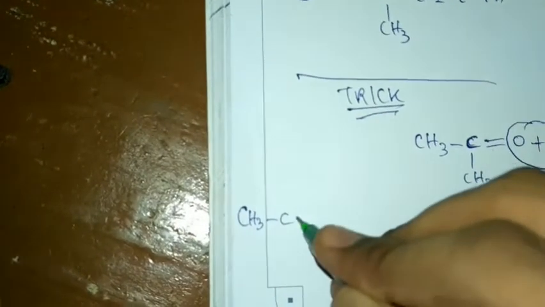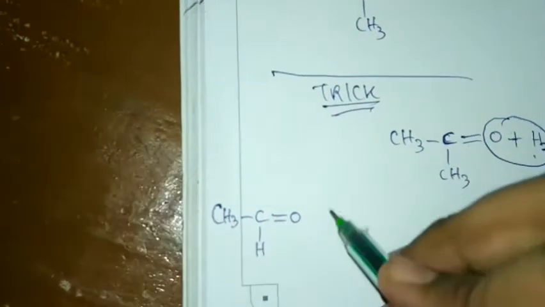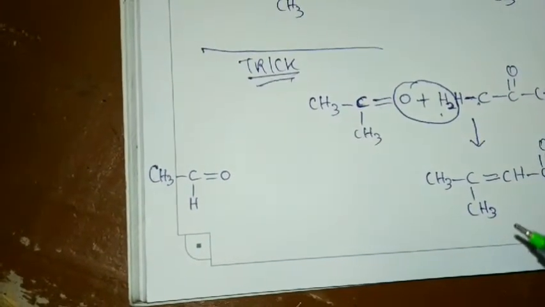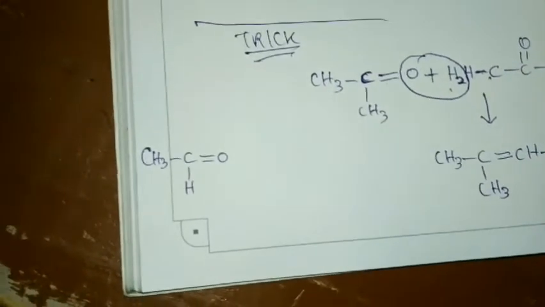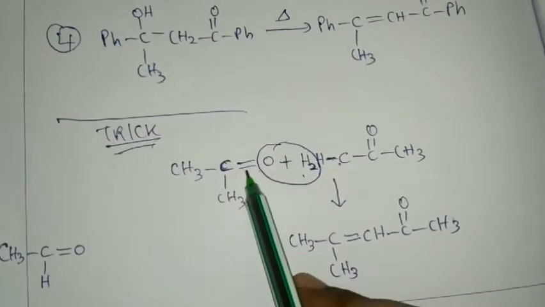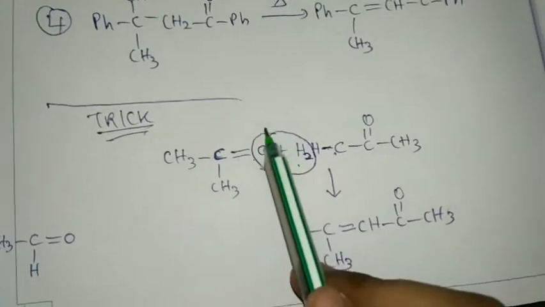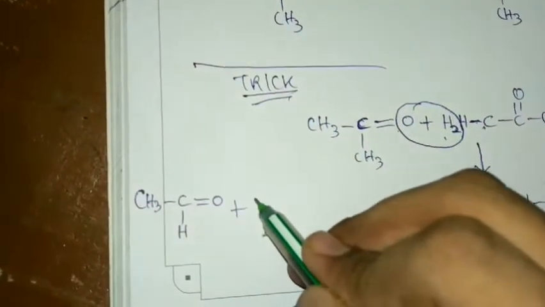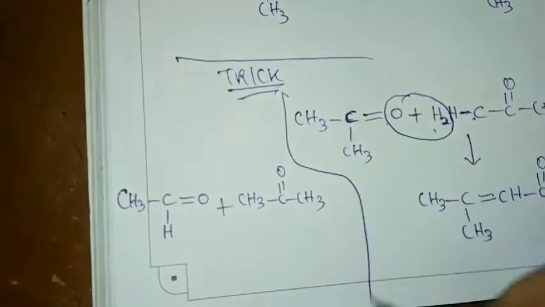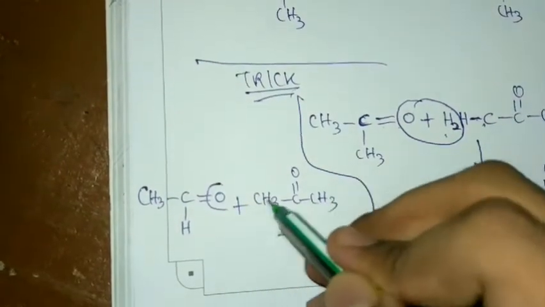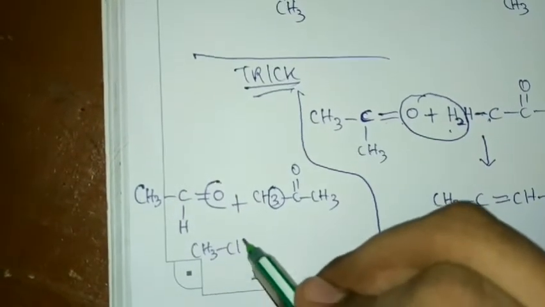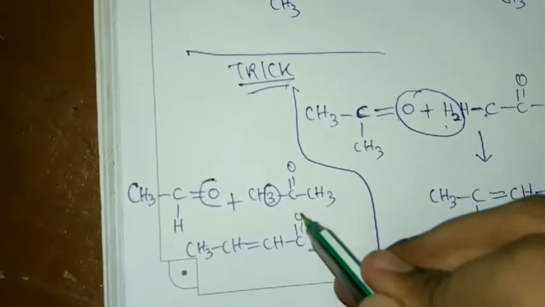CH3 C double bond O H. This is valid only, you can say, for all the products. If you want to write, you can use this. Once you take the double bond, here the molecules are same, so we can take the O and H2 from anything. But if you take CH3 C double bond H and acetone, C double bond O CH3, you remove this oxygen, and two hydrogens here. So you can directly write CH3 CH double bond CH C double bond O CH3.